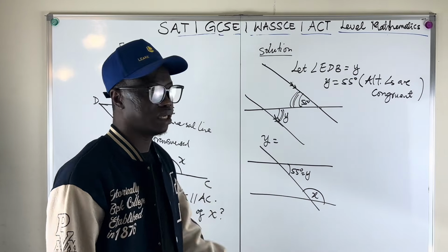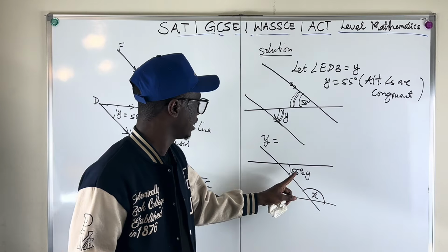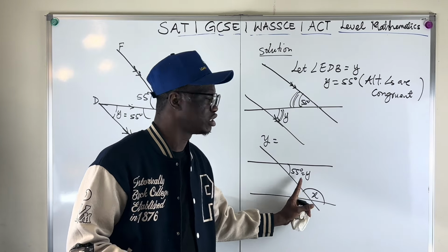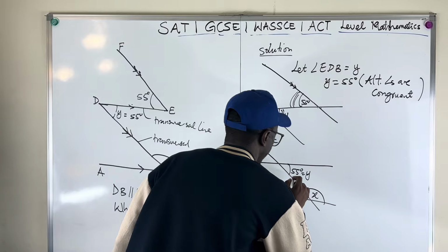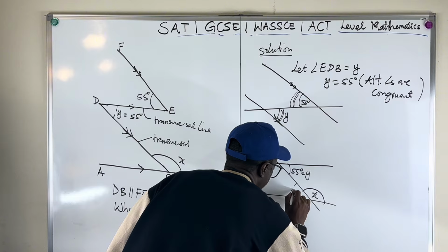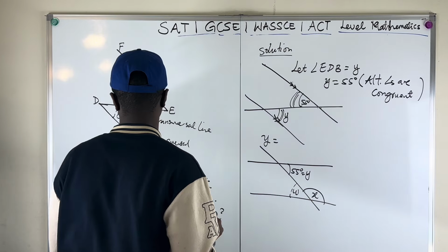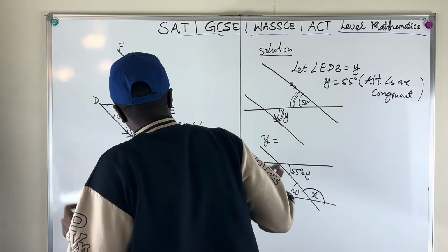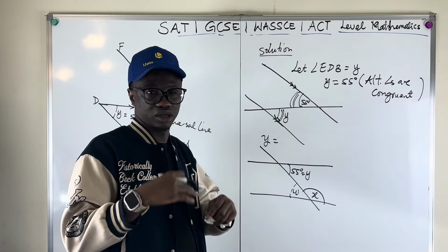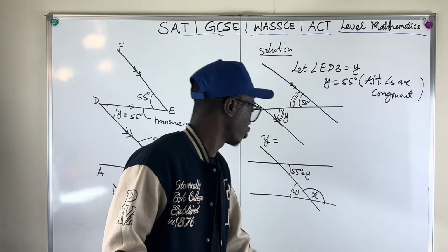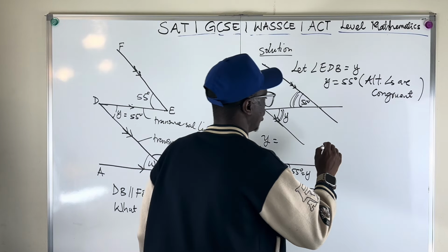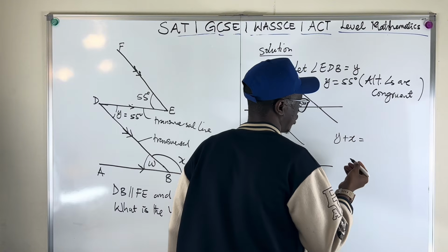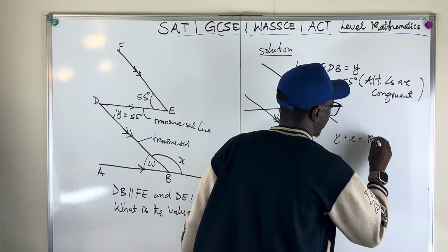We can solve this one two ways. We can either add this and this and sum them to 180. They are co-interior angles. Or you can take again the letter to be here. So say this is W. There are different ways you can solve. But if you want to go faster, we can just take this one. So you can say Y plus X equals 180 degrees.